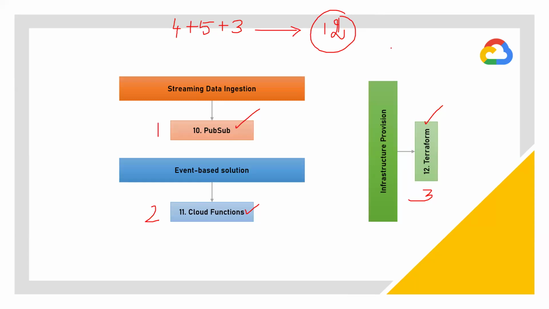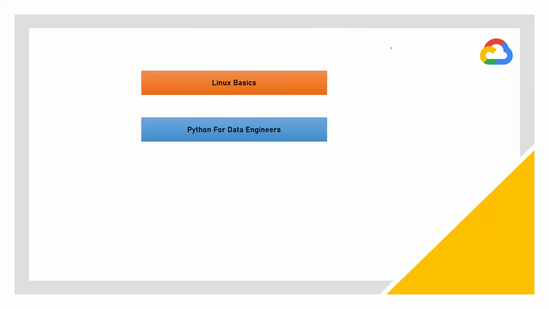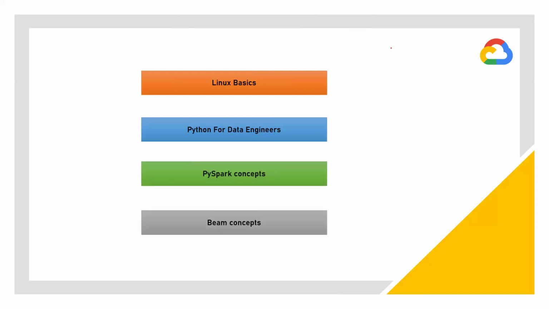In addition to that, some people ask me, sir, some of the companies are asking about Linux basics. I'm covering the Linux basics as programming. Python for data engineers: we must learn Python as a data engineer. We are offering that. PySpark, I'm going to teach PySpark as well. I'm going to teach Beam also. So these are the programming aspects: Linux, Python, PySpark, and Apache Beam. In addition to the cloud basics, 12 data engineering services, 4 programming aspects also we are covering.